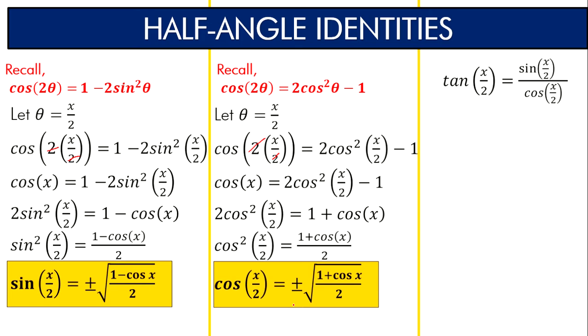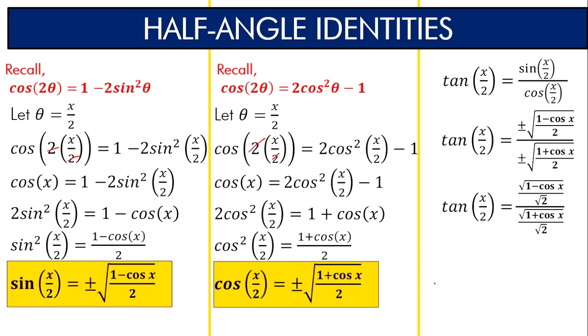And then for the tangent, as we all know, it's the quotient identity for the sine and the cosine. So let's just substitute the identities that we obtained from these two. With that, we'll have positive negative square root of 1 minus cosine x over 2 all over positive negative square root of 1 plus cosine x over 2. Obviously this positive negative is cancelled. So we'll obtain square root of 1 minus cosine x over the square root of 2, using the property of radicals.